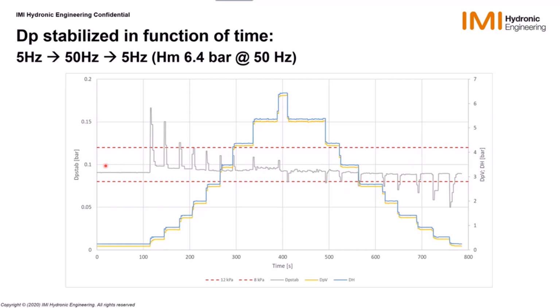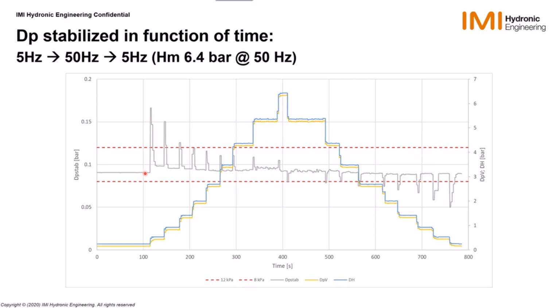We have been trying to stabilize here 0.1 bar or 10 kPa, right on this value there. Left axis is on the stabilized DP, right axis is for the DP of the valve and the available differential pressure in bar. So you can see here a situation where we had an available differential pressure that was not very high, and basically the pump was running at 5 Hertz, as indicated here. And then by steps, we have increased the speed of the pump by 5 Hertz. From 5 Hertz, we jumped to 10 Hertz.